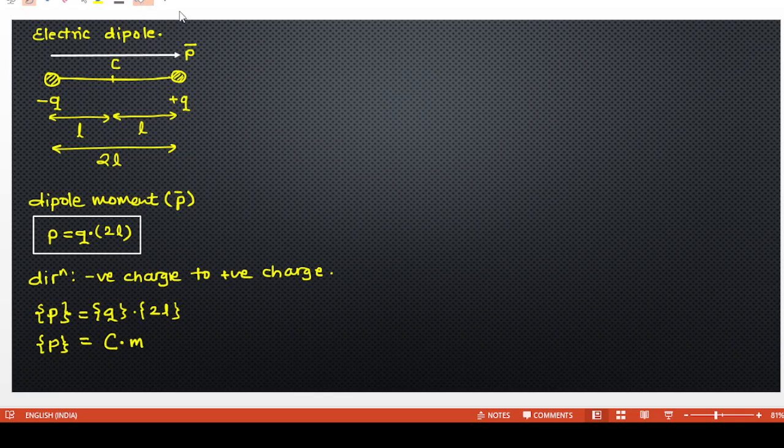Now find out the dimensions of electric dipole moment. How will you find dimensions? First, find the unit in terms of fundamental units. Coulomb is not fundamental. So how to convert coulomb? Ampere into second. Charge equals current into time. And into meter as it is.